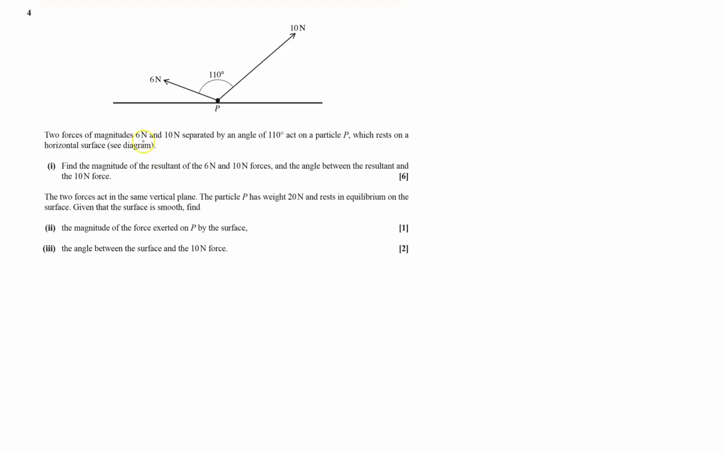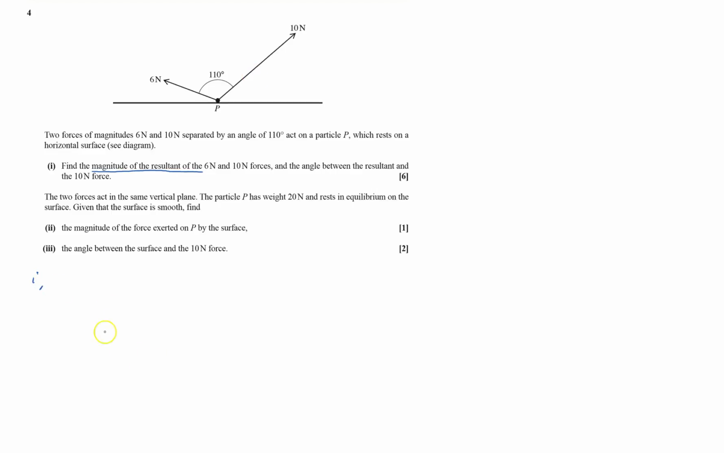So we've got two forces. We know the angle between them. We don't know what angle they're acting at. I've got to find the magnitude of the resultant of these forces and the angle between the resultant and the 10 Newton force. Okay, for this I'm going to use a triangle of forces.